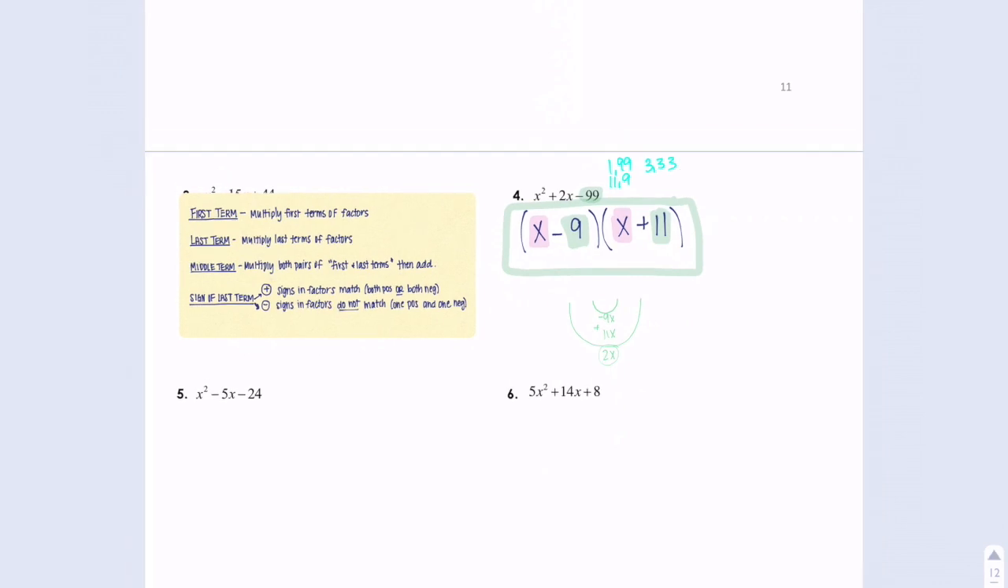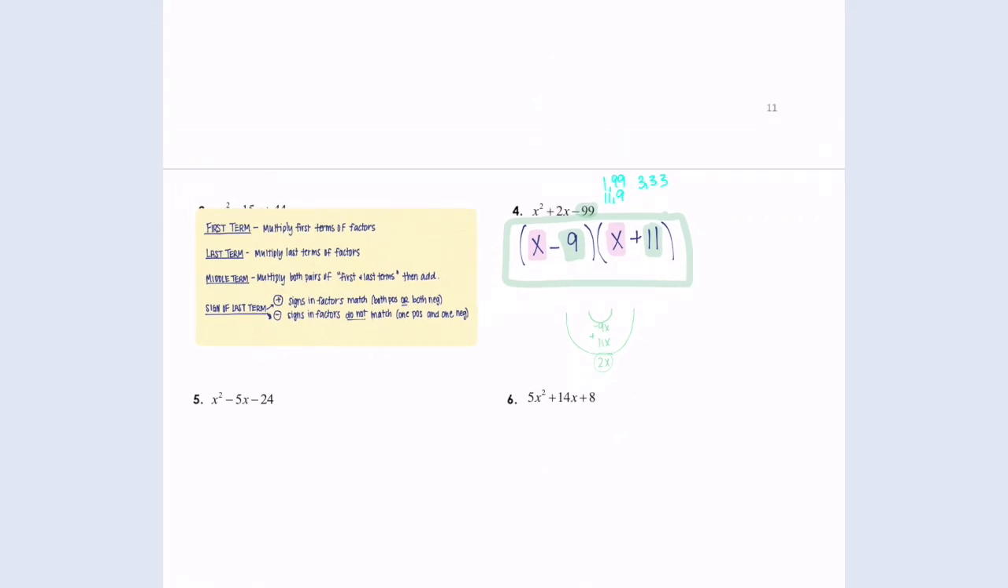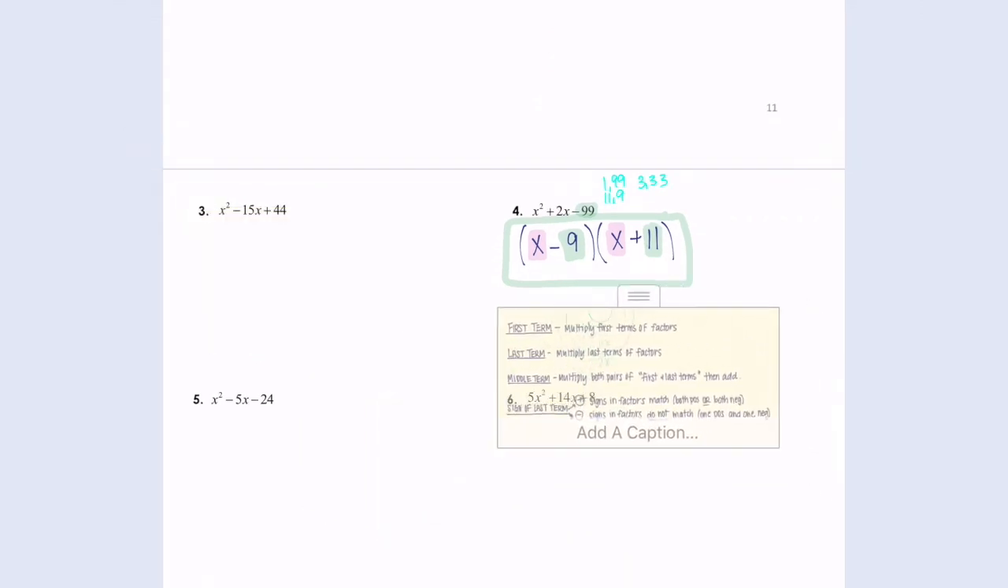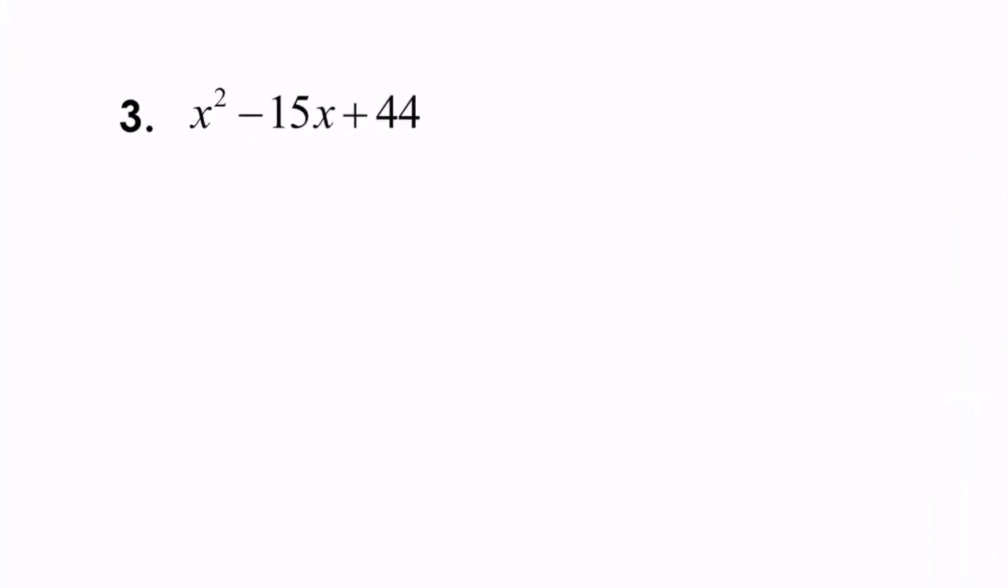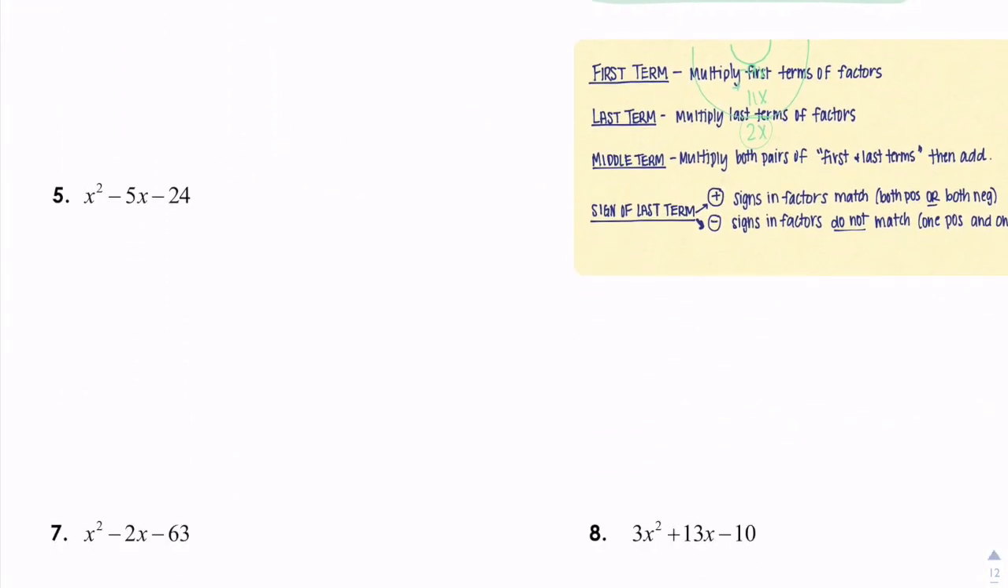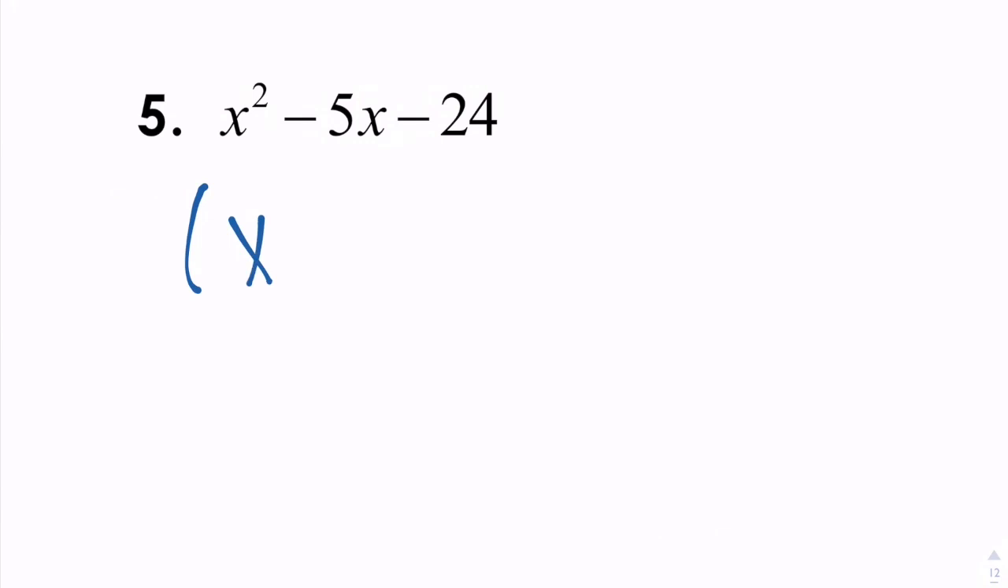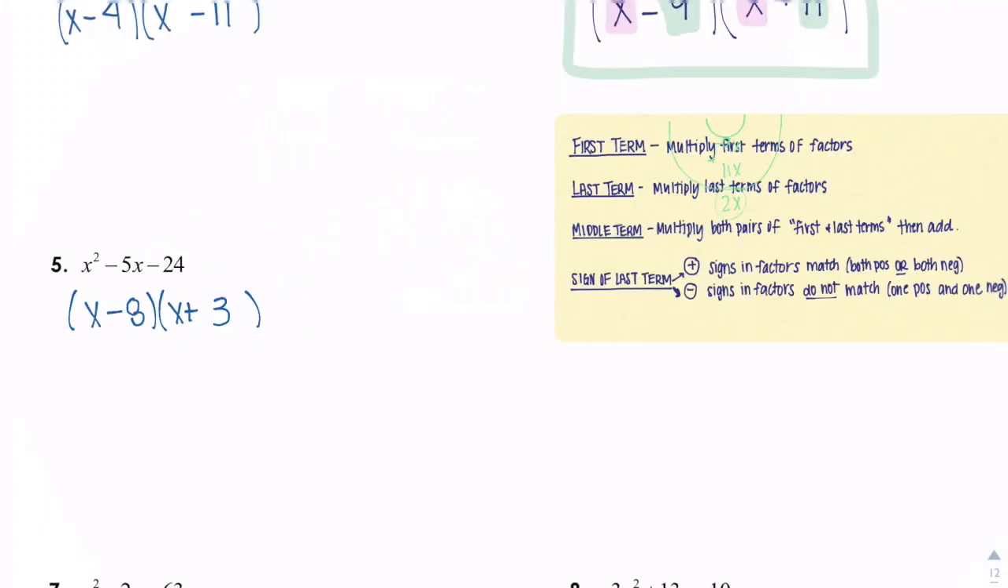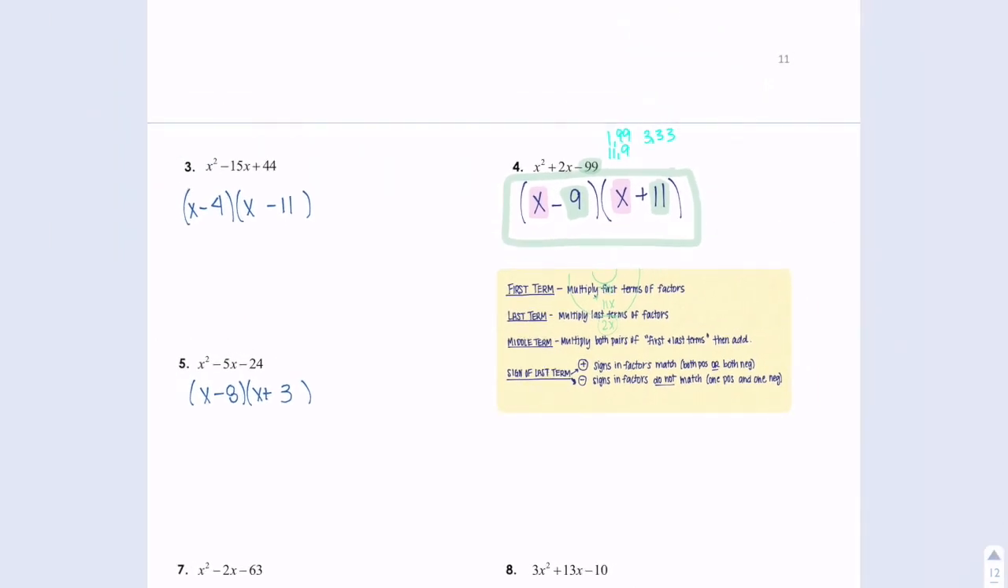All right, so hopefully that gives you enough to work off of. I'd like you to try number 3. So pause it really quick, and I'll put the factors for number 3 up. And it should look like this, okay? And I'd also like you to try number 5. So pause really quick, try number 5, see what you can get, and it should look like this. All right, so try those two on your own, then you can start your homework. Good luck.